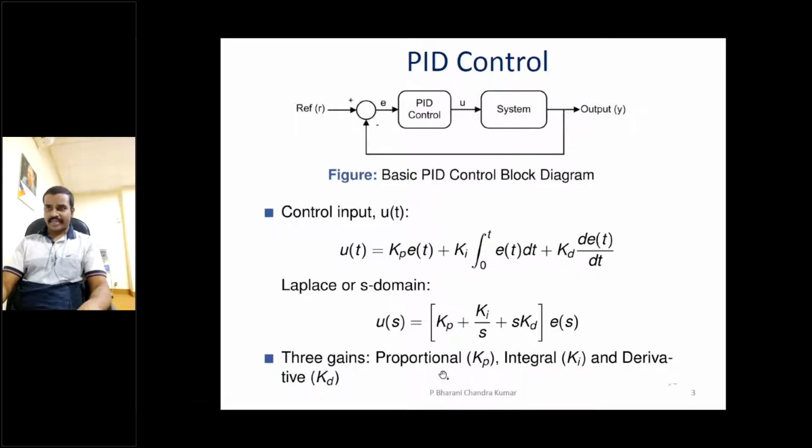So how do you select them? Throughout this lecture, we will see how to select these by the trial and error method, by the Ziegler-Nichols method, by the Nave approach, and by auto tuning as well. The three gains which are very much important are proportional, integral, and derivative. We will have more discussion about these three gains in the coming slides. So this is the fundamental PID controller block diagram.